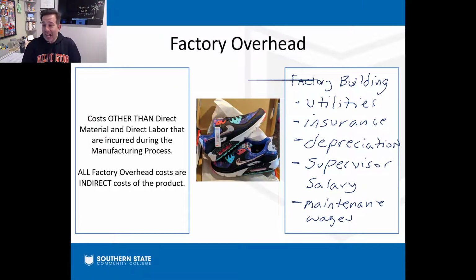Right? Gotta have them. Gotta have maintenance in the building, but they aren't touching that product. So we can't consider the maintenance wages direct labor. Janitorial, custodian wages, we can't consider that direct labor. They're not working on the product, but we have to have them in that factory building. So all that gets dumped in something we call overhead. And then we'll kind of allocate it to the shoes after we dump it in this big overhead bucket.